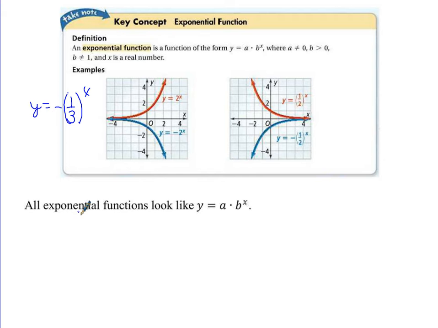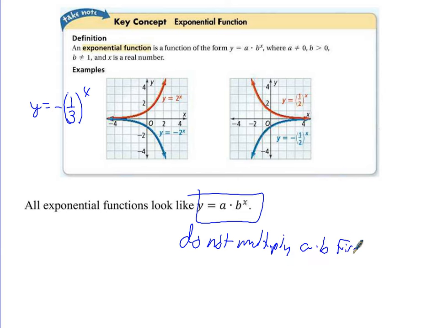Okay, all exponential functions look like this guy right here. Y equals a times b to the x power. And when I do this, I'm going to have 2 numbers sitting here. I'm not going to be able to multiply those 2 numbers together. Do not multiply a times b first. Order of operations says exponents before multiplication. So you have to do exponents before you multiply.